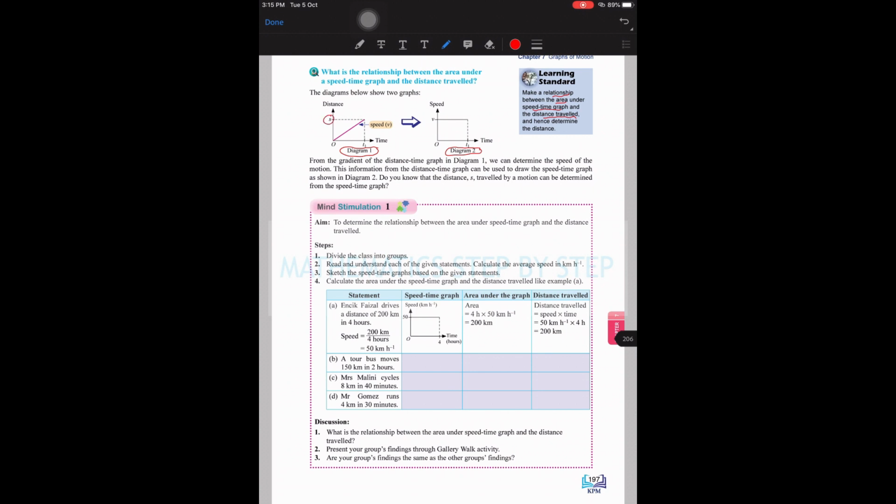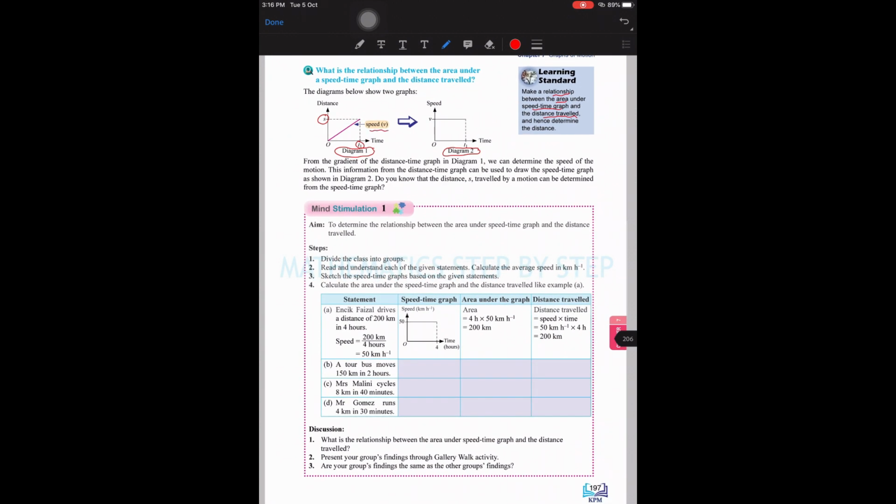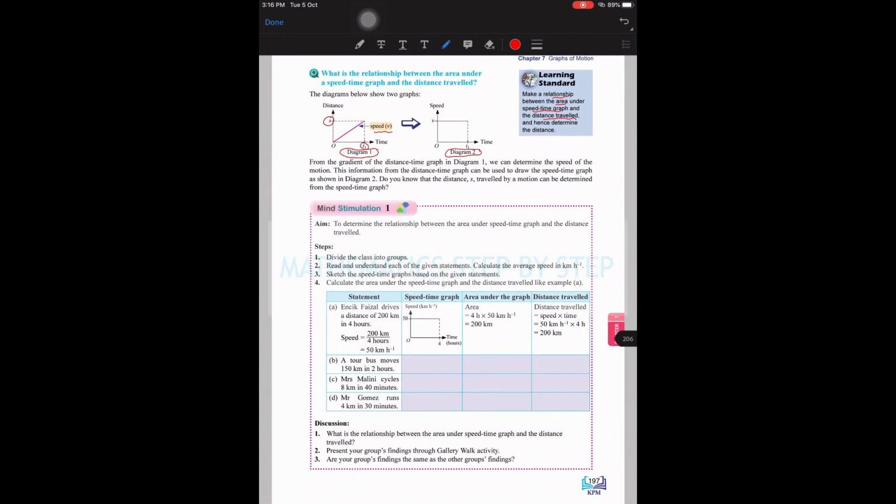Distance traveled is s, then the time taken is t1. Okay, so the speed is v. The speed is the gradient of the graph. So when we come to a speed time graph, the gradient is showing the speed, okay, which is the gradient of a distance time graph. Okay, then time t1 is taken.